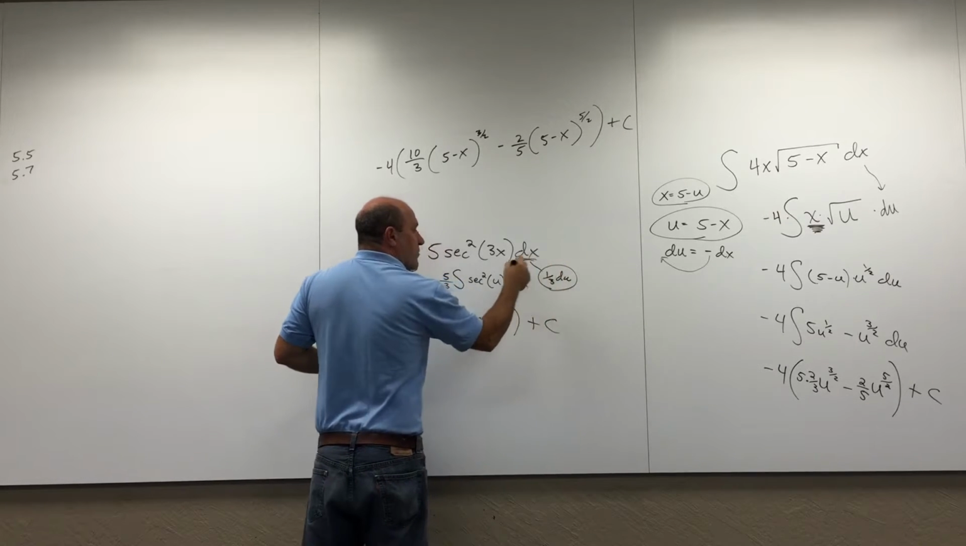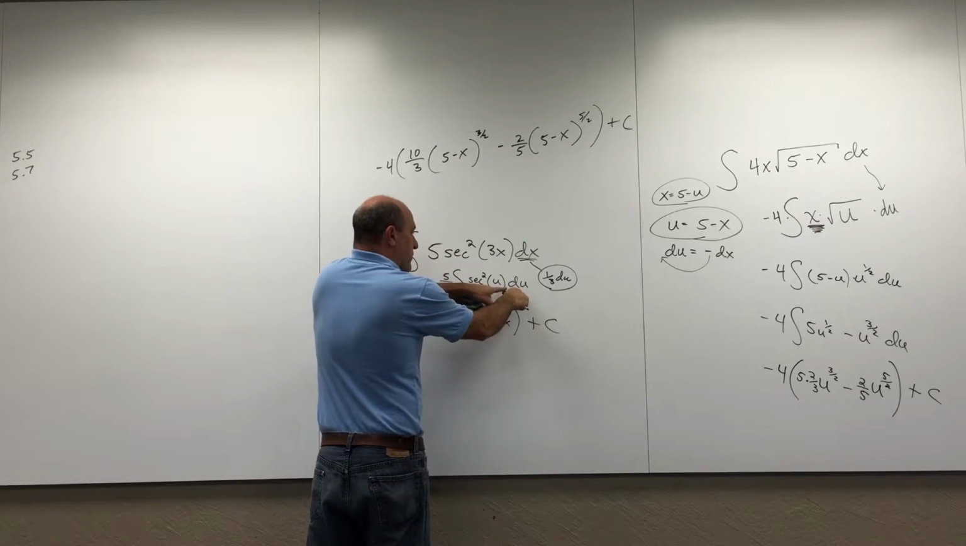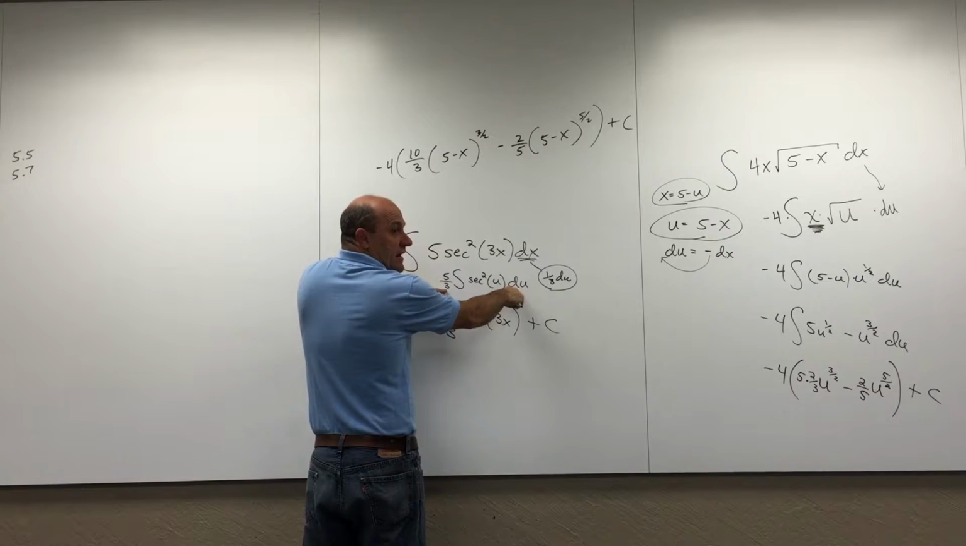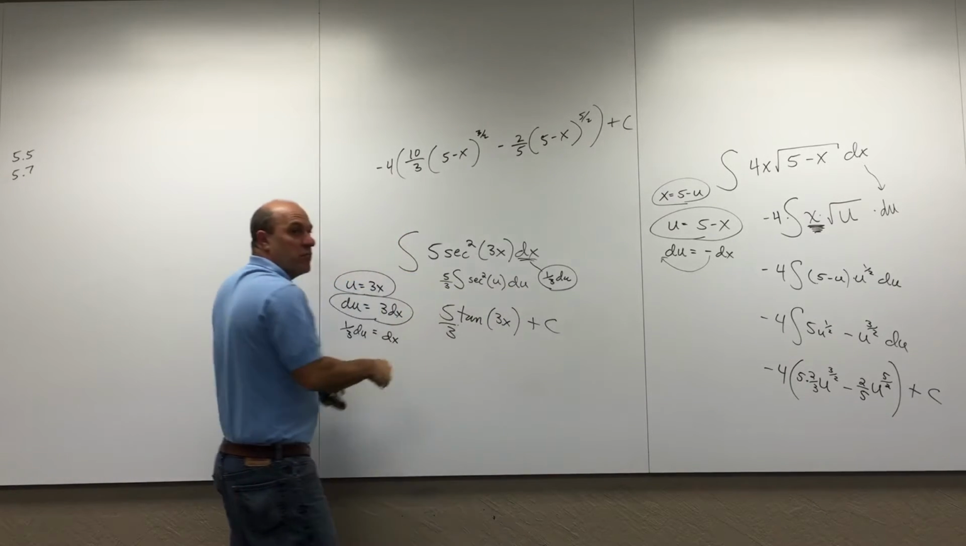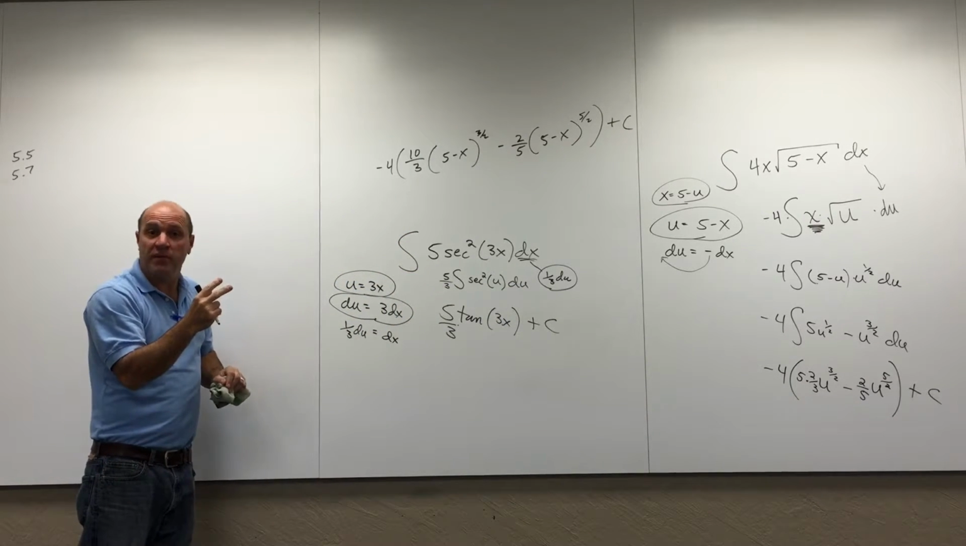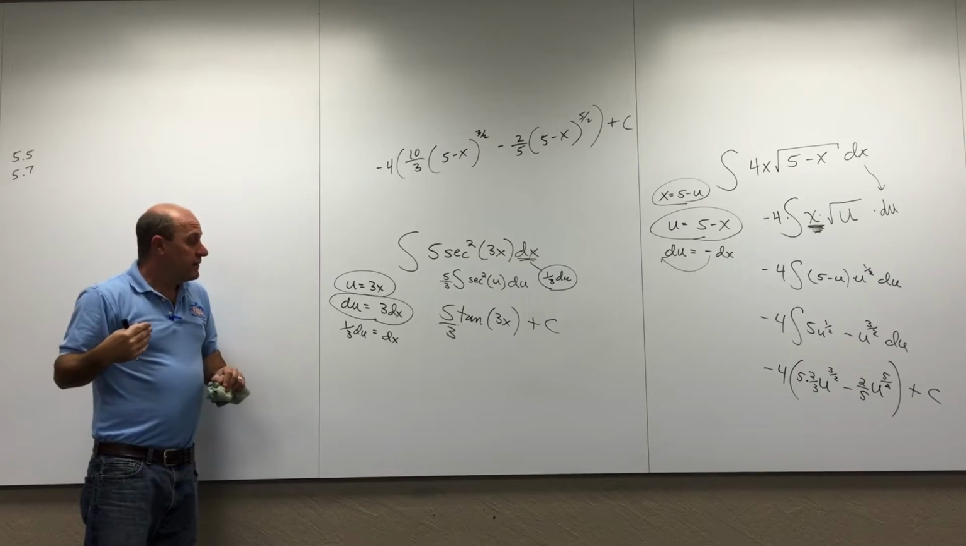And I did replace it. It's right here. But I put the 1/3 out here and I put the du here. It's a multiplied constant. Those multiplied constants can come out front. Yep.